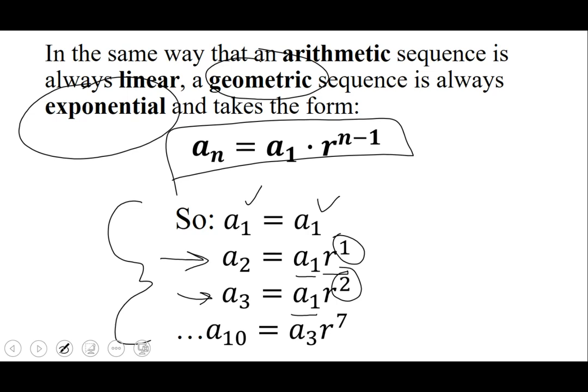This is similar to the way in the arithmetic section, how we took that equation and were able to write a relationship between any two terms. That's the same thing here. Let's say you wanted to find a relationship between the 10th term and the third term. Well, to get from the third term to the 10th term, you'd have to multiply by exactly 7 r's, better known as r to the 7th.